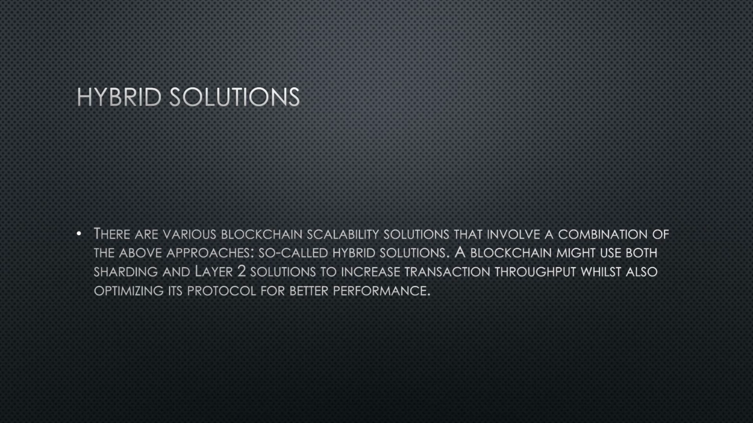Hybrid solutions. There are various blockchain scalability solutions that involve a combination of both above approaches, so-called hybrid solutions. A blockchain might use both sharding and layer 2 solutions to increase transaction throughput whilst also optimizing its protocol for better performance. A great example is the Core DAO network, which tackles the scalability problem by leveraging the Satoshi Plus consensus mechanism, which combines the best aspects of Bitcoin security and immutability, proof of work, and Ethereum scalability and efficiency (DPoS).